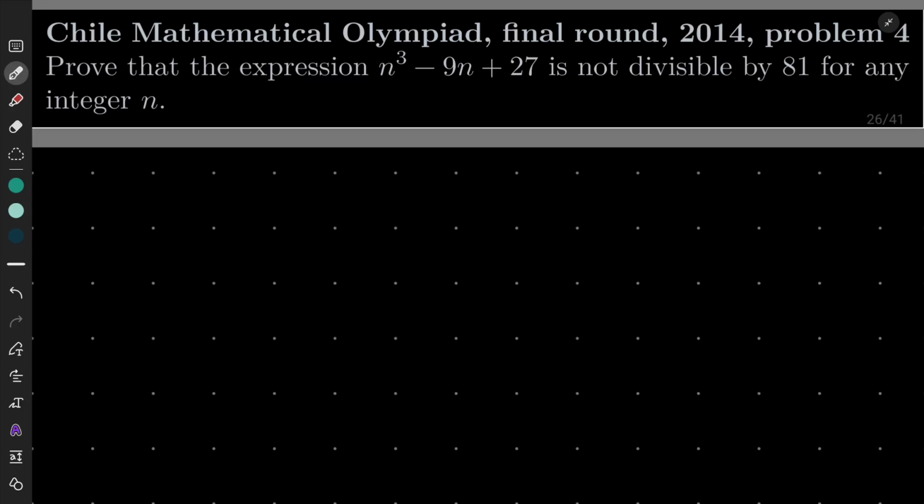Hello friends, in this video I'd like to solve the following problem from Chile Mathematical Olympiad, final round 2014, problem number 4. We wish to prove that the following expression, n cubed minus 9 times n plus 27, is never divisible by 81 for any integer n. So this problem is rather easy, it's very easy to be honest.